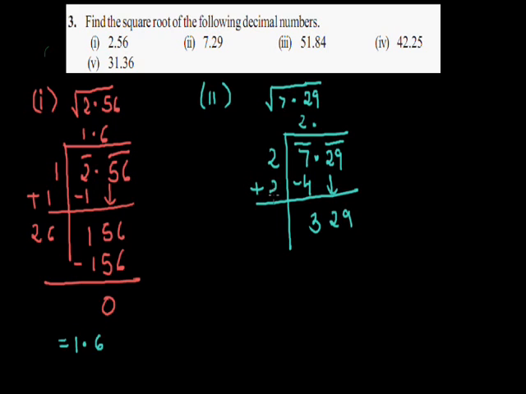Here 2 plus 2, that is 4. Now after 4, I have to insert a number which should also be the next term of the quotient. So 47, 7s are 329. Carry out the subtraction. Answer is 0. So the square root is equal to 2.7.